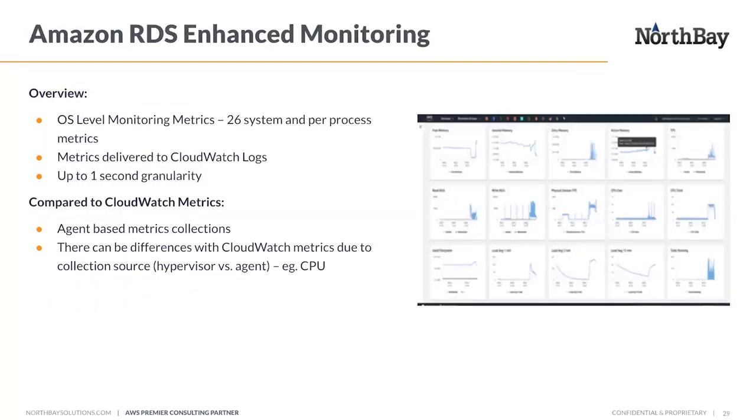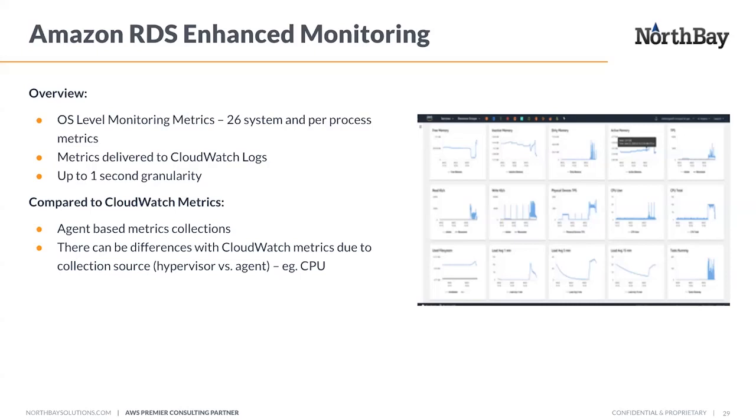There's something called enhanced monitoring, which you have to enable when you're using AWS RDS. If you enable enhanced monitoring, it gives you OS level monitoring metrics, 26 system and per process metrics. It gives metrics delivered to CloudWatch logs up to 1 second of granularity. So pretty interesting. If you really are looking at OS level data, go ahead and enable it. I know that the screenshot might not be very visible, but once you log in, you can view it in your console.